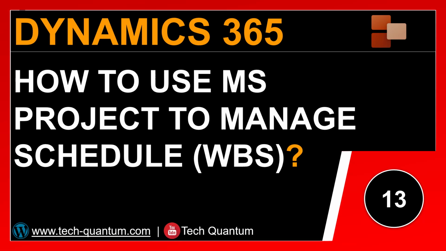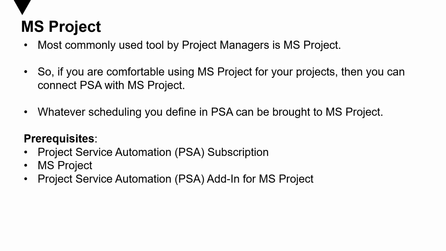How to use MS Project to manage schedule or work breakdown structure in Dynamics 365. Let's have a look. MS Project is the most commonly used tool by project managers. So if you are comfortable using MS Project for your projects, then you can connect PSA with MS Project. Whatever scheduling you are defining in your Project Service Automation can also be brought to MS Project, and then you can modify those schedules over there.